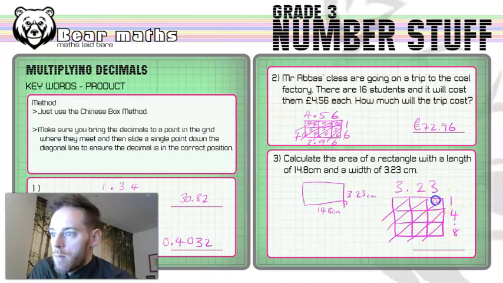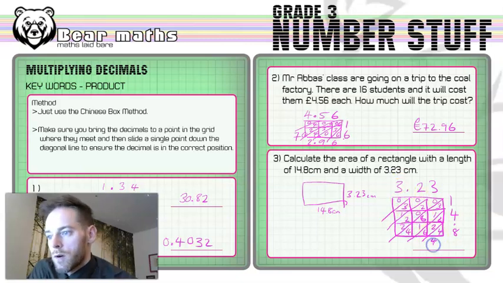And 3 multiplied by 1 is 3. 3 times 4 is 12. 3 times 8 is 24. 2 times 1 is 2. 2 times 4 is 8. 2 times 8 is 16. 3 times 1 is 3. 3 times 4 is 12. 3 times 8 is 24.